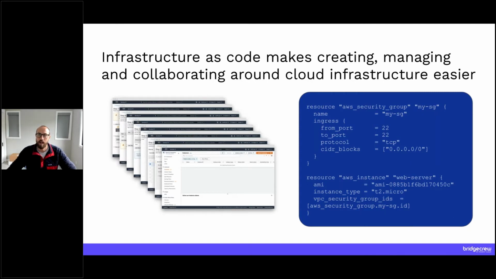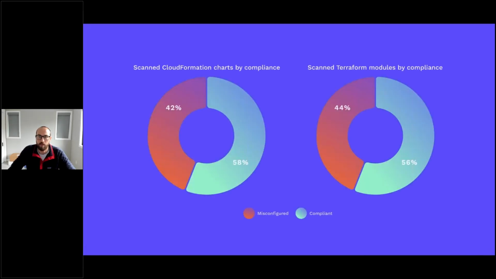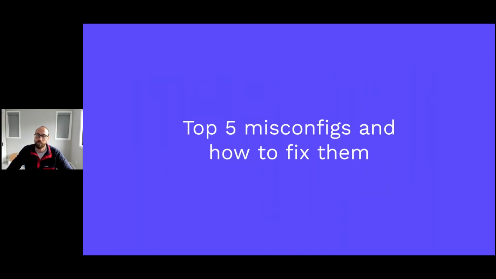The problem with this is that what we found, a whole bunch of our researchers went through and scanned a whole bunch of open source Terraform files and CloudFormation files and found that a good chunk of them, 42% and 44%, are misconfigured. So you can't just take infrastructure as code off the shelf and assume it's safe to use. Now, I'm going to provide a few examples of this. So these are the top 5 that we identified and how to fix them.